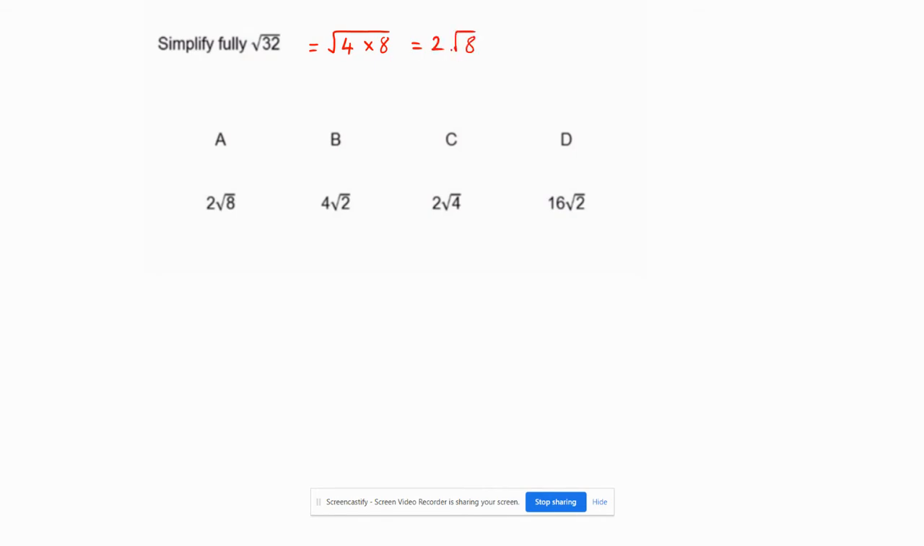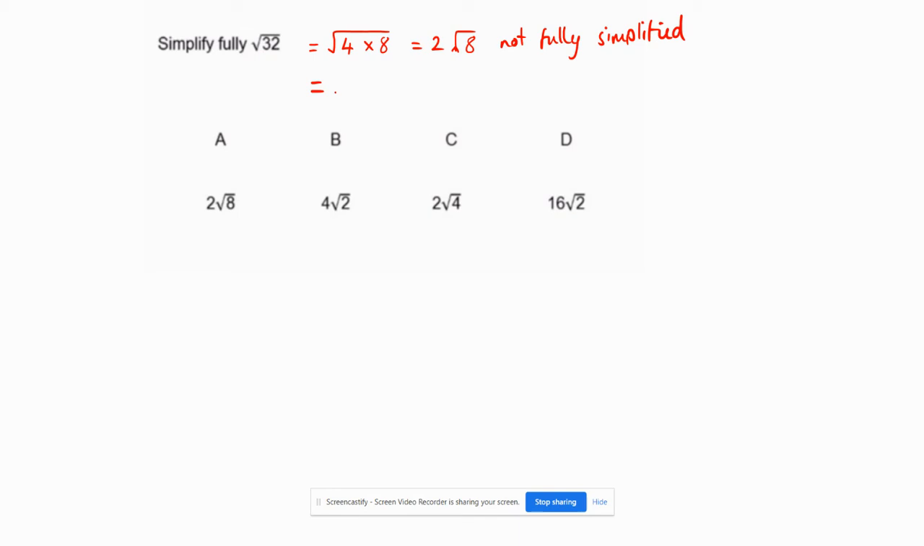So the most common incorrect answer was question A. Now, the reason it's not correct is because it's not fully simplified. So I'm going to write that on there. Not fully simplified. It does actually equal root 32. So what's gone wrong is we haven't found the largest square factor.